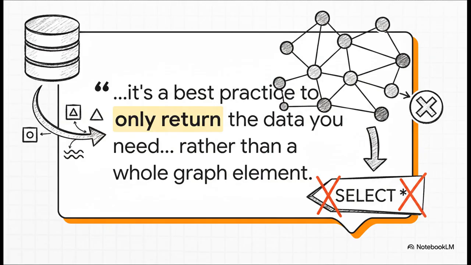This quote from a developer really hits the nail on the head. It's the same exact principle as why you're told not to use select asterisks in SQL. Fetching everything is just wasteful. You always want to ask for only the specific pieces of data you actually need. It reduces network traffic, and it makes everything faster.